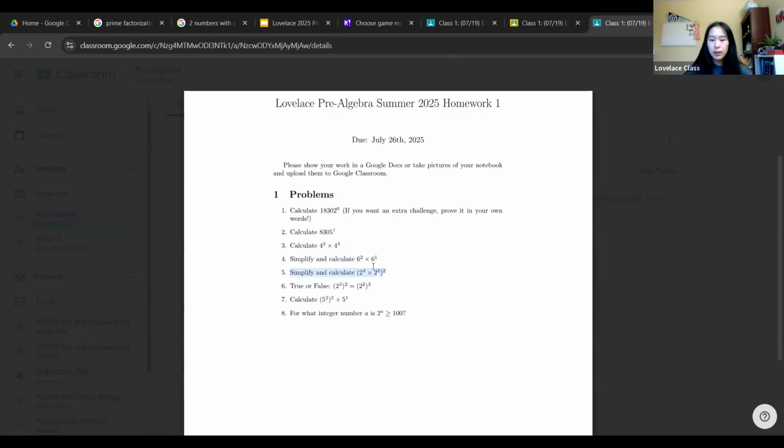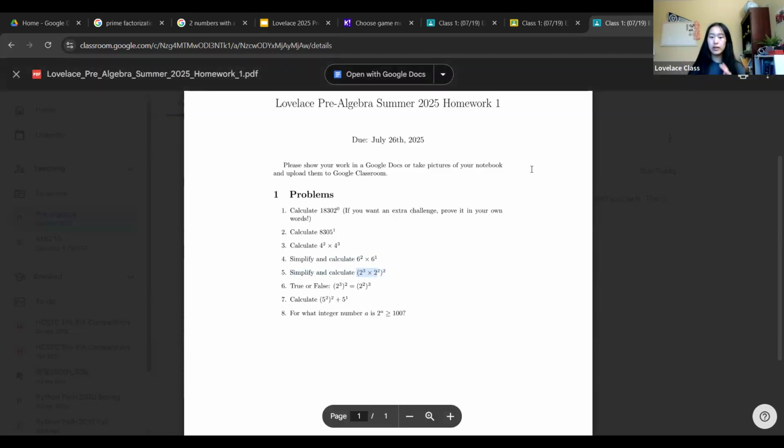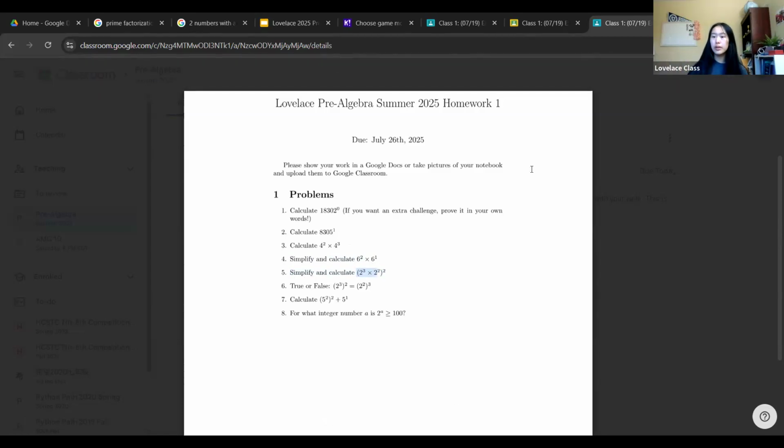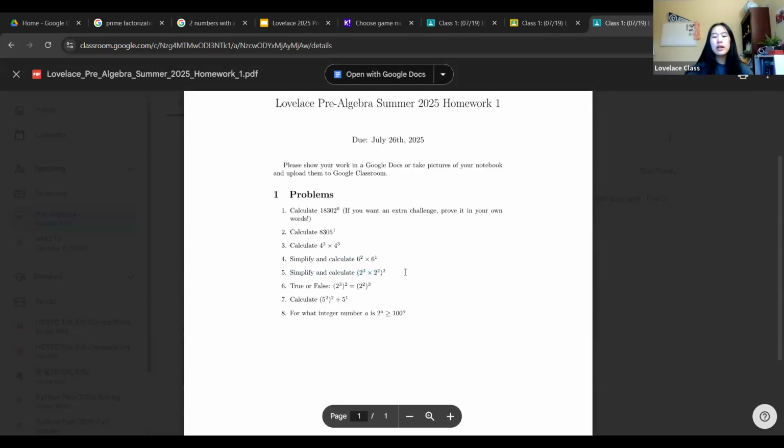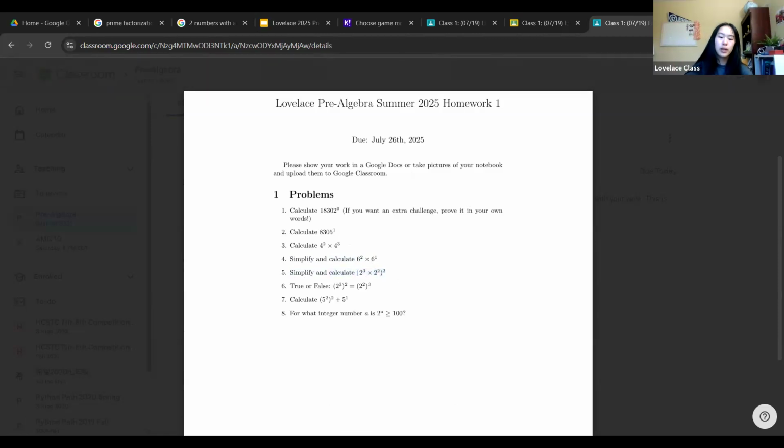And then this one, you can add the exponents inside, so you get 2 to the 5 and then squared. And then 2 to the 5 squared is just 2 to the 10th, which equals 1024 as well. So just make sure that you don't drop the square or something if you're computing inside.